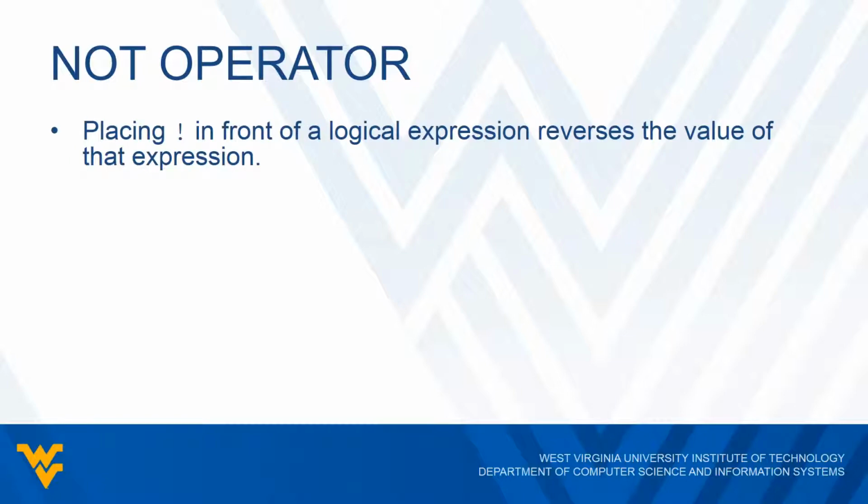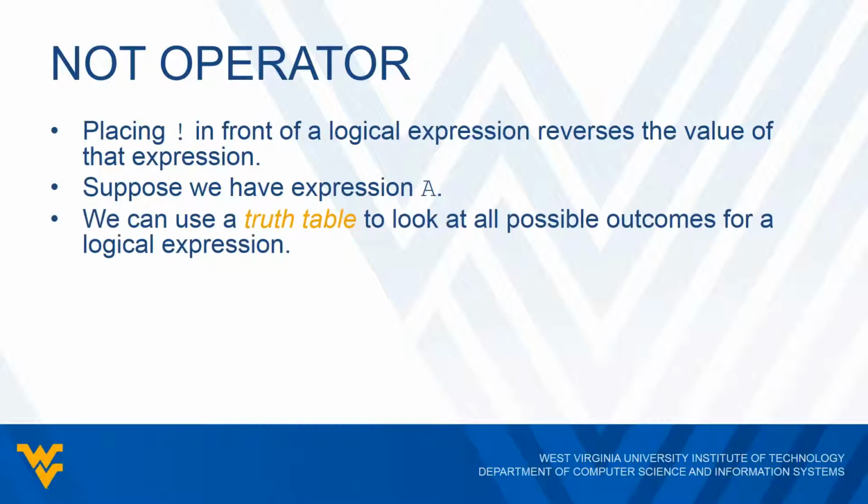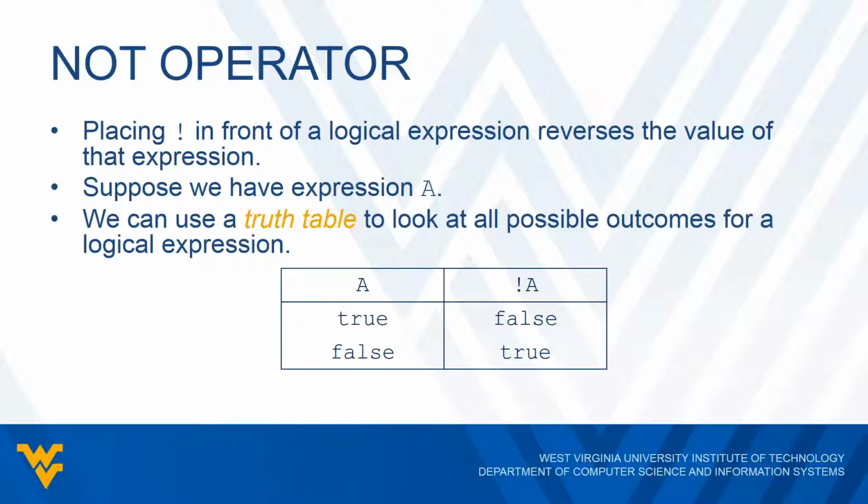For the not operator, we place an exclamation point in front of our logical expression, and this simply reverses the value of that expression. So for an example, let's say we have some expression a. So a we're just labeling as some logical expression. We can use what we call a truth table to look at all possible outcomes for a logical expression. So here's an example of our truth table.